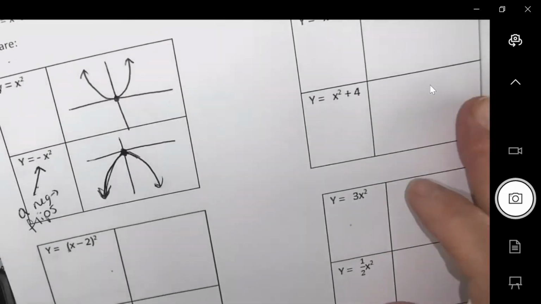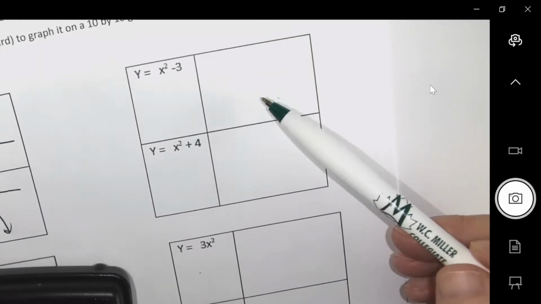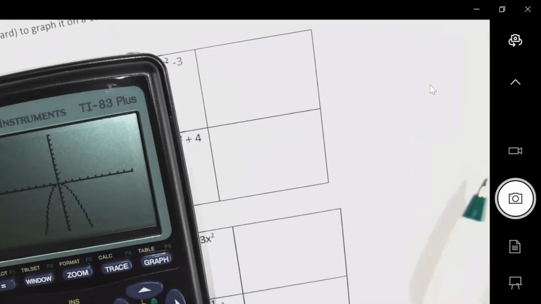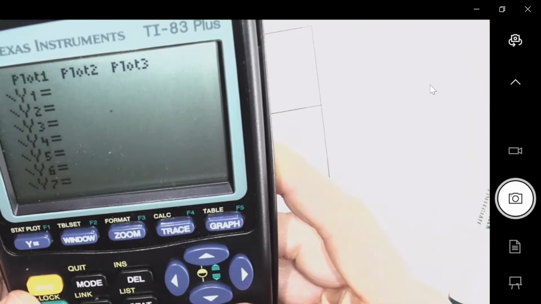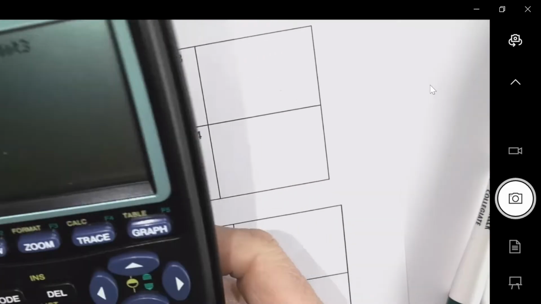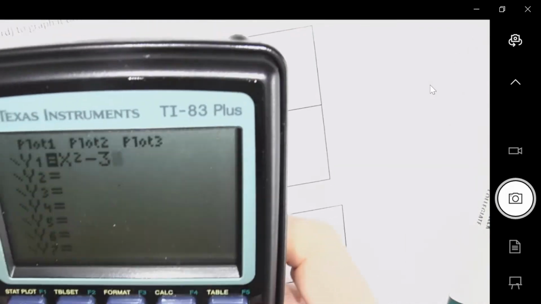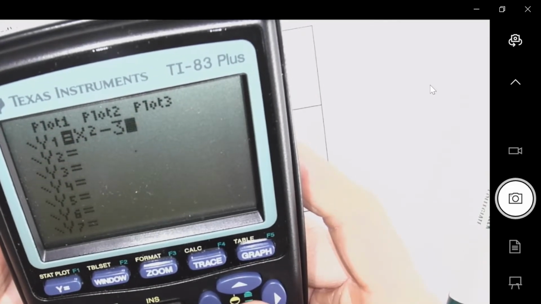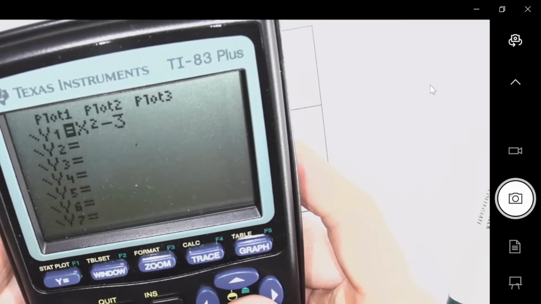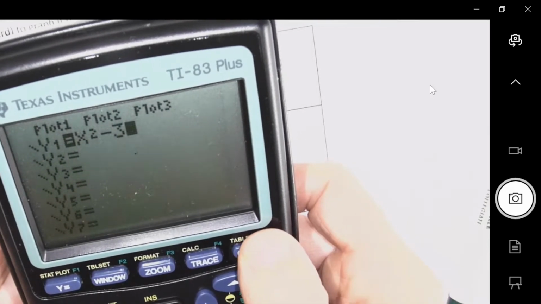Okay, let's jump to these two. Okay, I'm going to graph this one. So I'm going to go Y equals. I'm going to clear that out. I'm going to put X squared and then subtract 3. So there I'm doing the big subtract button. Not the baby, the big one, the blue one. Okay, everyone's good with how to type? Graph.